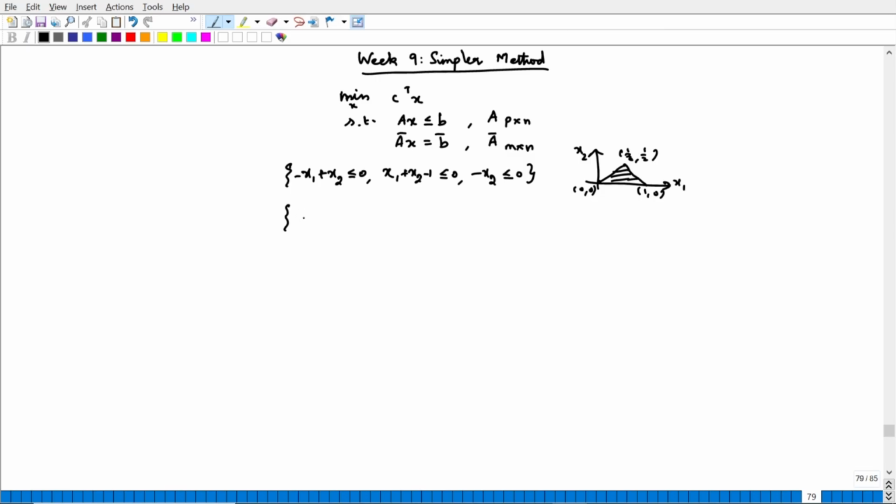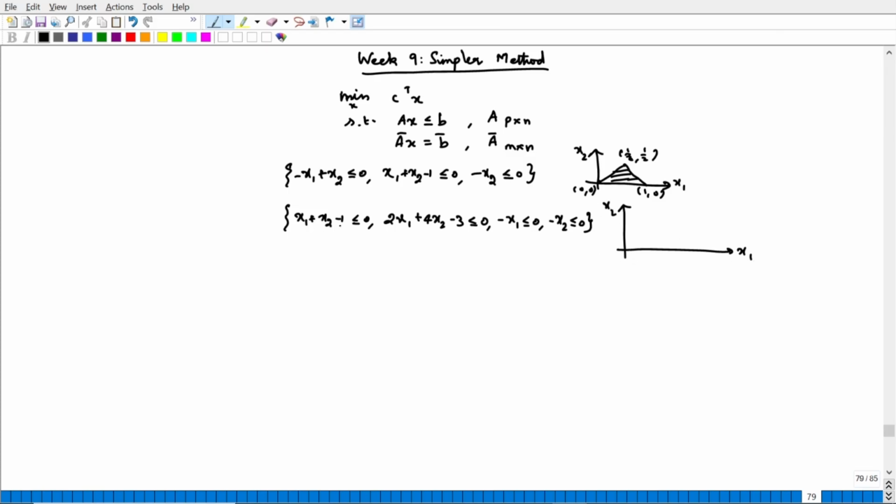Let us consider this example: x1 plus x2 minus 1 less than or equal to 0, 2x1 plus 4x2 minus 3 less than or equal to 0, and x1, x2 greater than or equal to 0, that is, minus x1 less than or equal to 0 and minus x2 less than or equal to 0. I have 4 constraints now, again in 2 dimensions. I am using 2 dimensions because I want you to see how the constraint set looks; in higher dimensions we cannot visualize it.